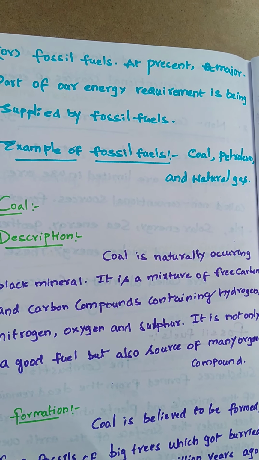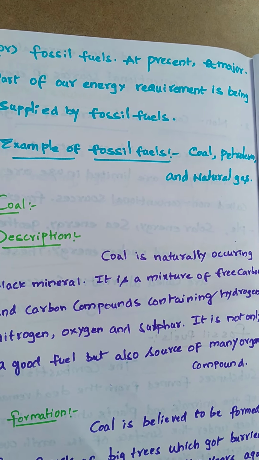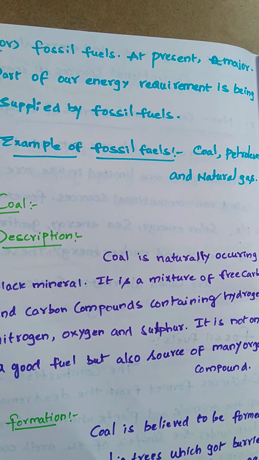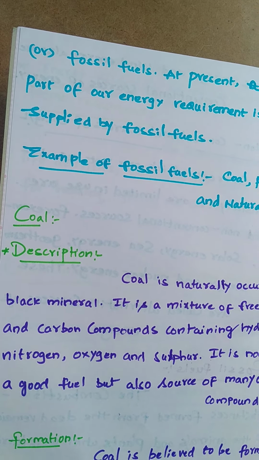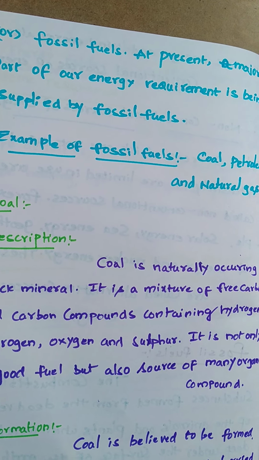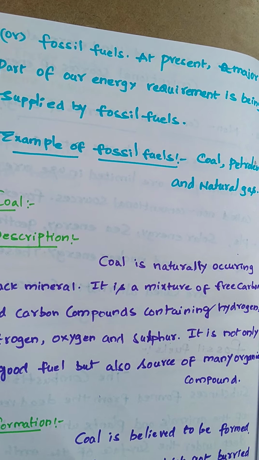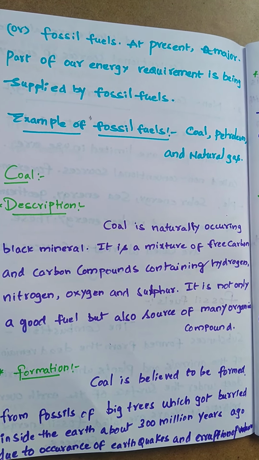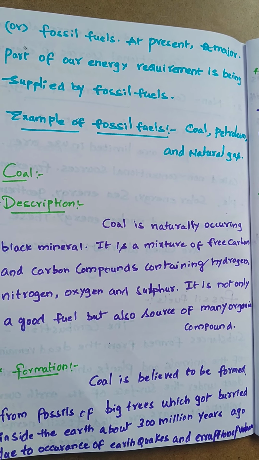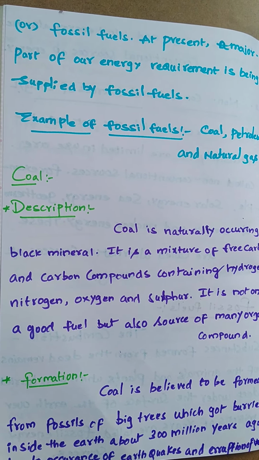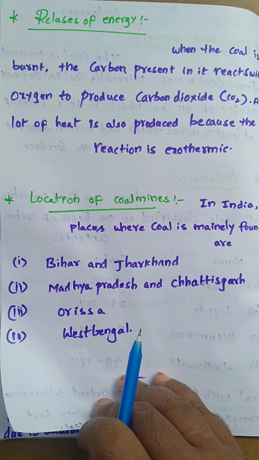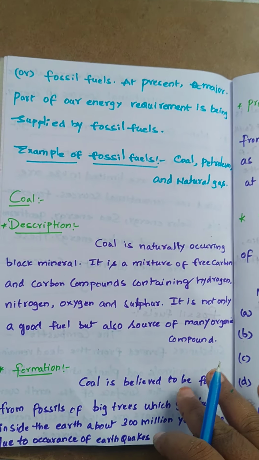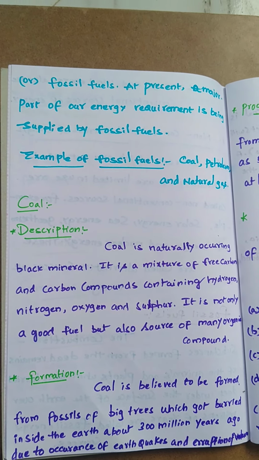Now I am going to discuss coal: how it is described, how it is formed, how it is procured, what varieties of coal are present in India, how much carbon is present in those varieties, what the locations of coal mines are, how it releases energy, what the uses of coal are, and what the drawbacks are. I will discuss them now.